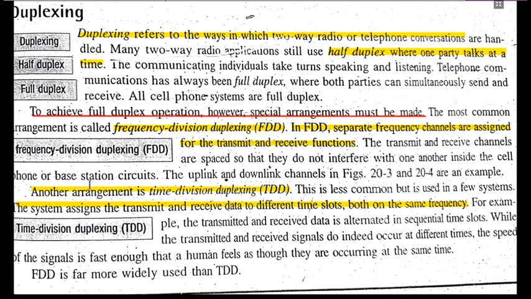The same way there is another one, which is time slot. The same concept: the whole band is divided into multiple time slots, and certain slots are for transmission and certain slots are for receiving. That way FDD and TDD are widely used duplexing mechanisms in mobile communication technology.